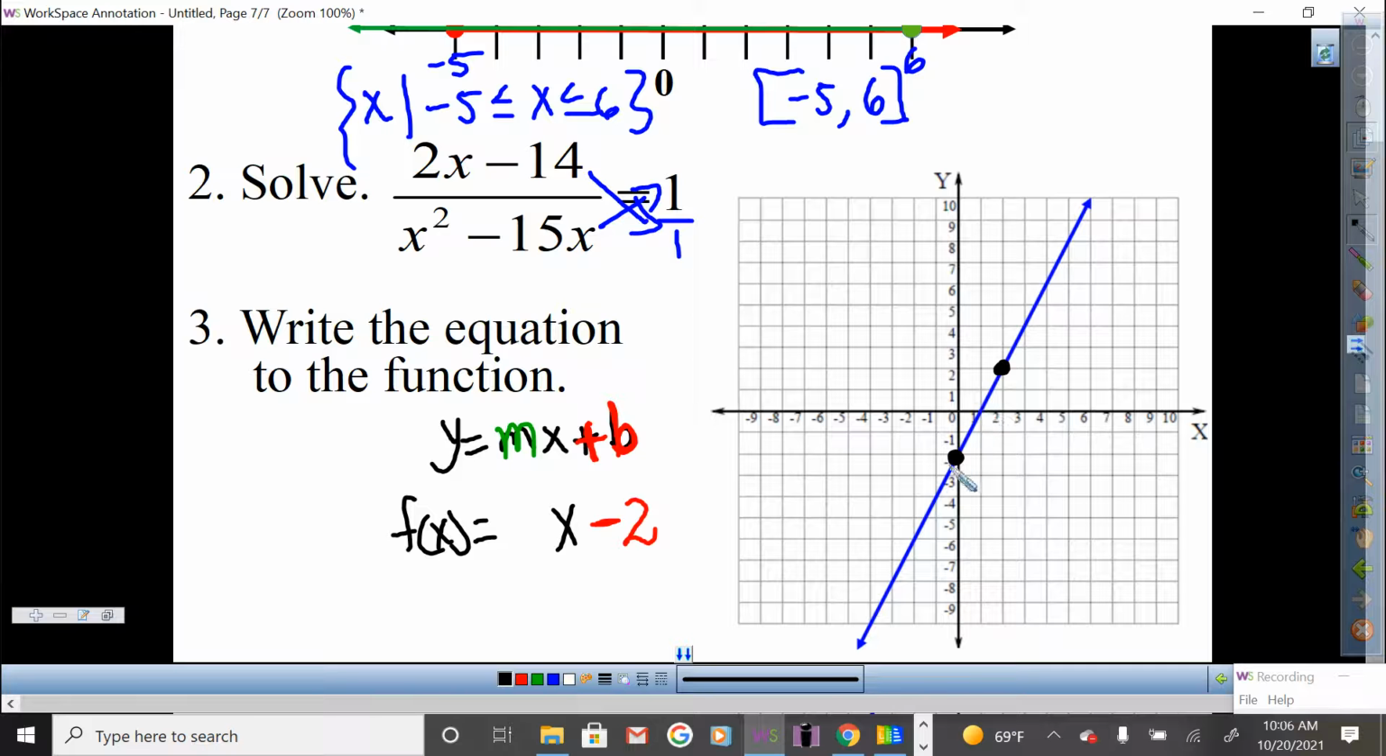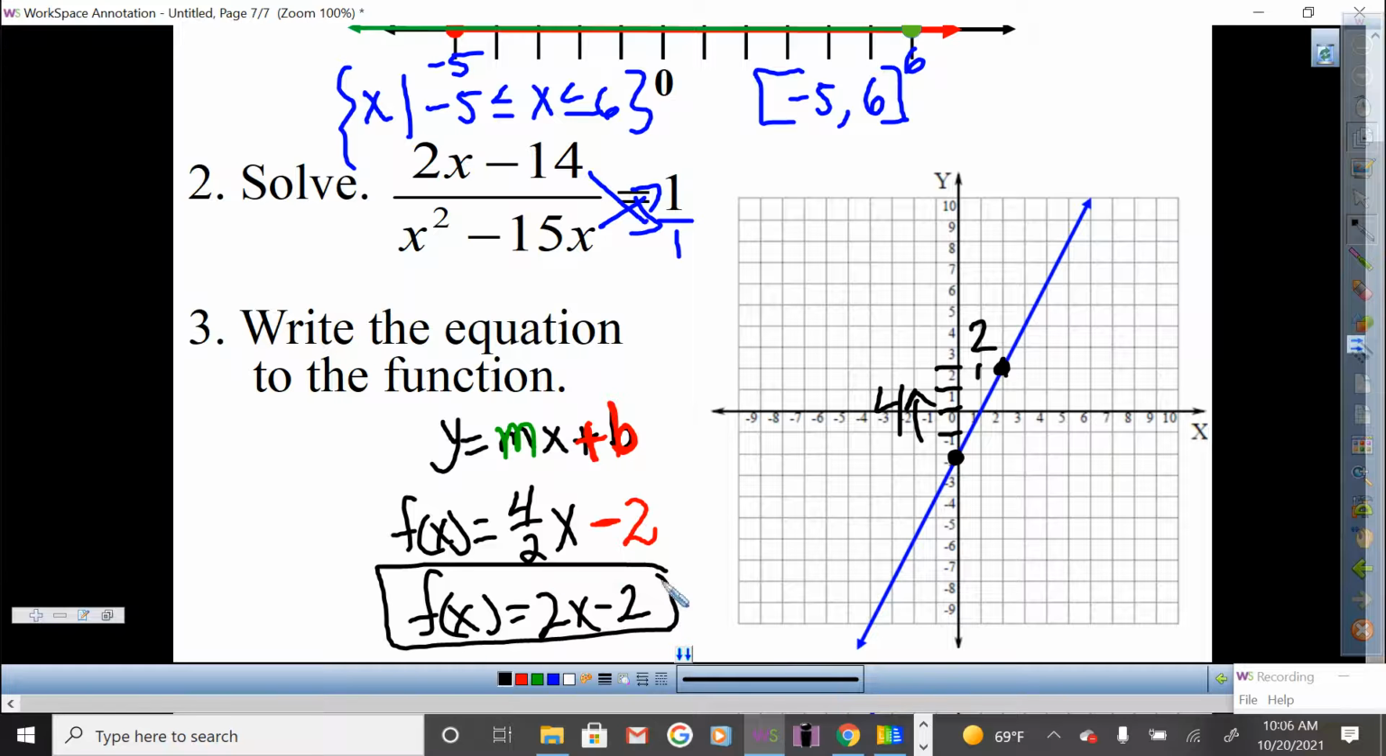Yes? So to go from here to here, I take how many steps up? 1, 2, 3, 4, up. And then I make a right turn. How many to the right? 2. So my slope is 4 over 2. And if I simplify that, that is 2x minus 2. Pretty good, yes?